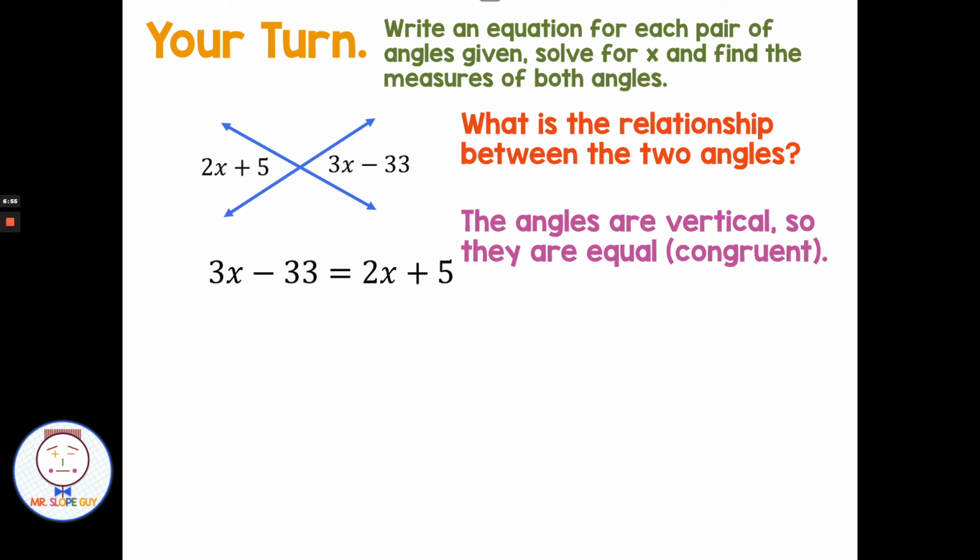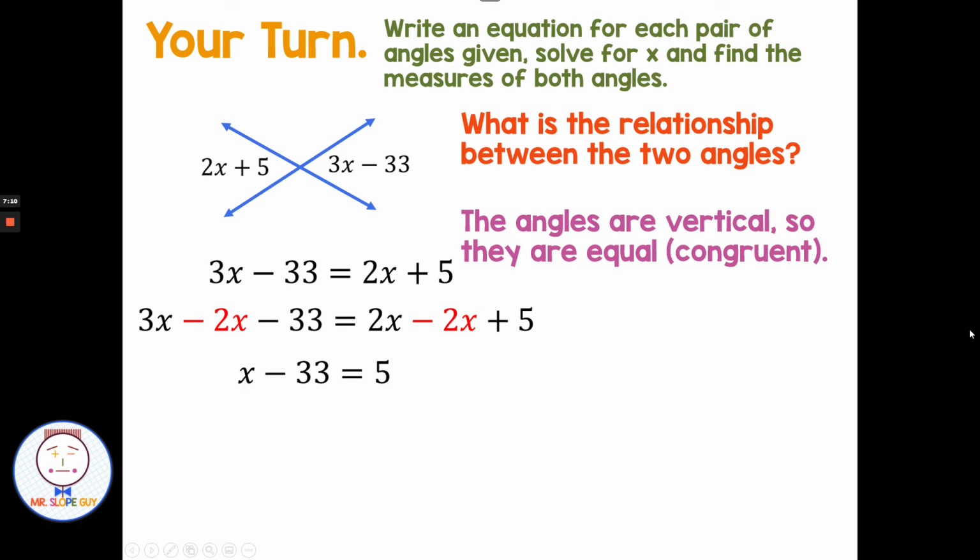Then to solve, I want to get all my variables to one side. I can subtract 2x on the left side, subtract 2x on the right side. On the right side, I'm left with 5. On the left side, 3x minus 2x is x. Bring down the minus 33. Add 33 to each side, and x is 38.